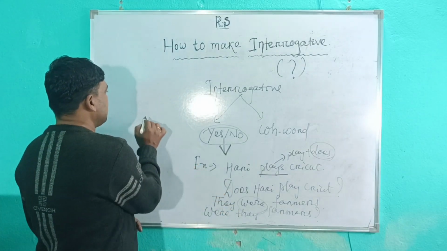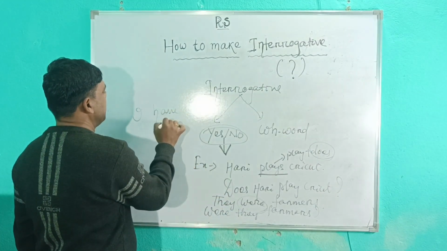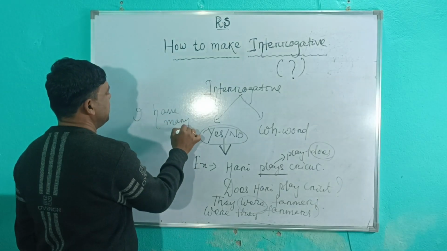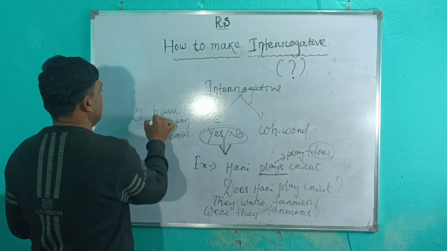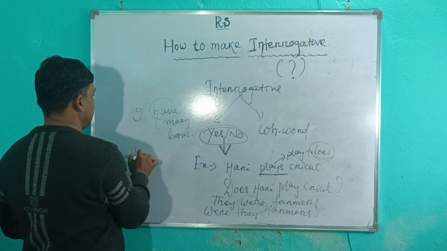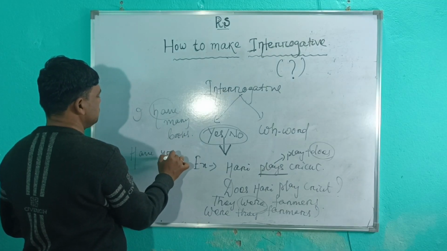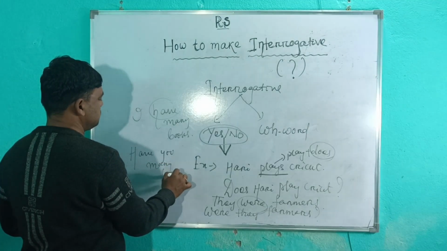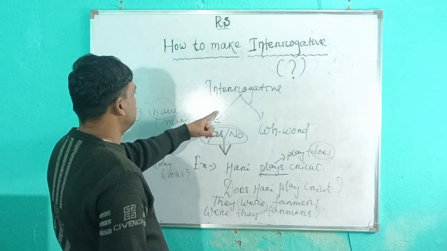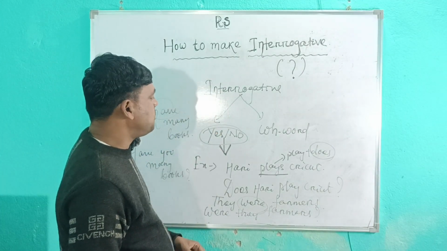Okay, so another example, I have many books. Then here the auxiliary verb is have: have you many books? Now it becomes an interrogative sentence, and this format is called your yes no format.